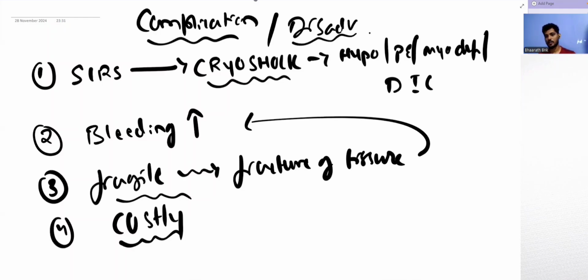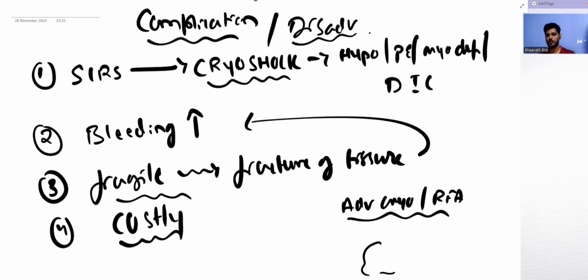One more better advantage of the cryoprobe compared to radiofrequency ablation is that in radiofrequency ablation, if this is a tumor, you can use only one probe. Even if you use multiple probes, they have to be used sequentially, one after the other. But the advantage in cryo is that you can use multiple probes and all of the probes can be used at the same time, thereby saving time. Right? So this is in brief about cryosurgery or cryoablation.